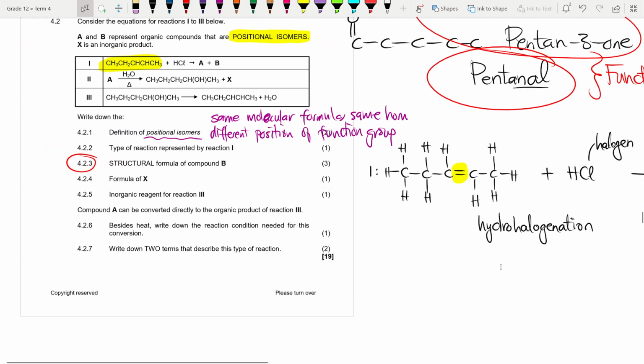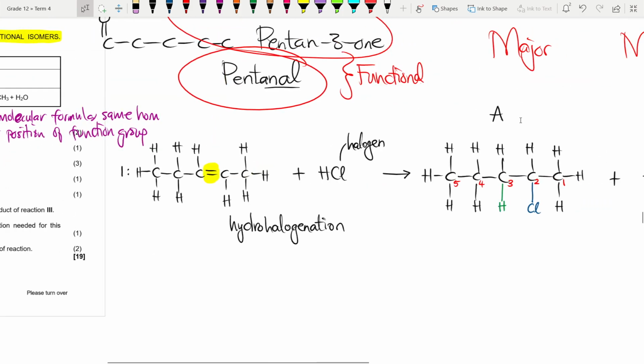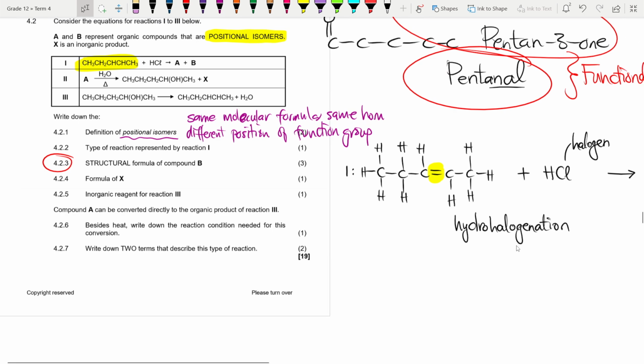Okay, formula of X, you can check. We don't have time anymore, but they're taking A, like this, and then it's now going to have water added to it, and then there's also heat.